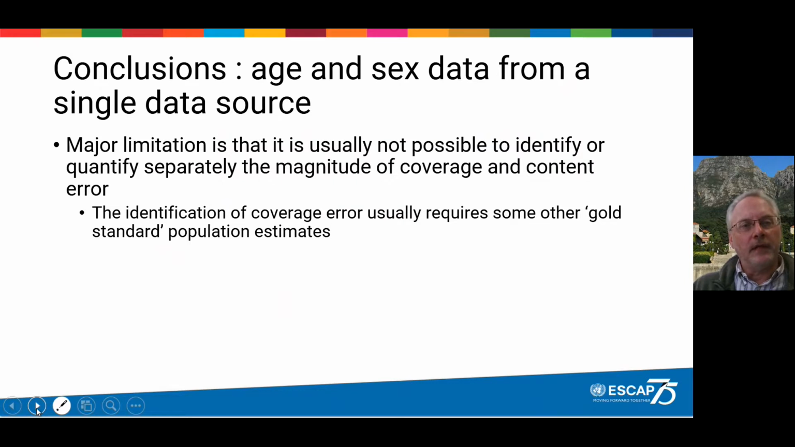The major limitation of these kinds of investigations is that it is usually not possible to identify or quantify separately the magnitude of coverage and content error in the data. And so the identification of coverage error usually requires some other gold standard population estimates, say from a population projection or an international series of population data, to try and get a better sense as to what might be the explanation for what one is seeing in the data.